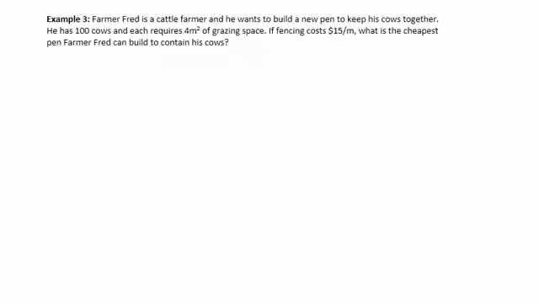Our final example is an application question. Farmer Fred is a cattle farmer, and he wants to build a new pen to keep his cows together. He has 100 cows, and each cow requires 4 meters squared of grazing space. If fencing costs $15 per meter, what is the cheapest pen Farmer Fred can build to contain his cows?